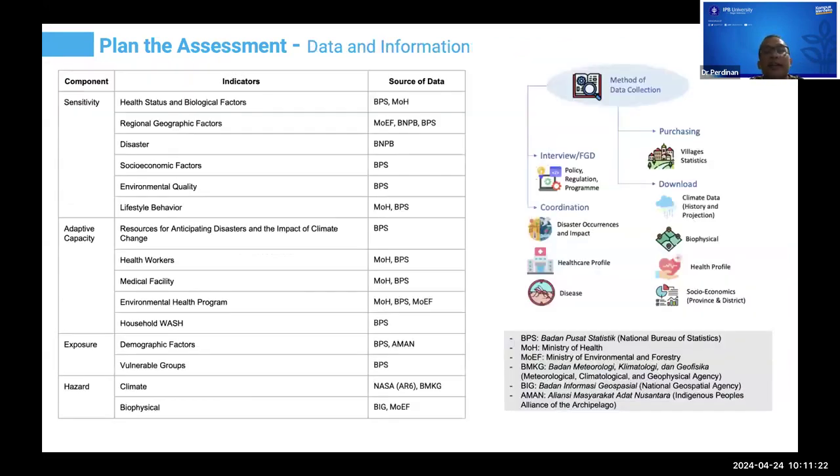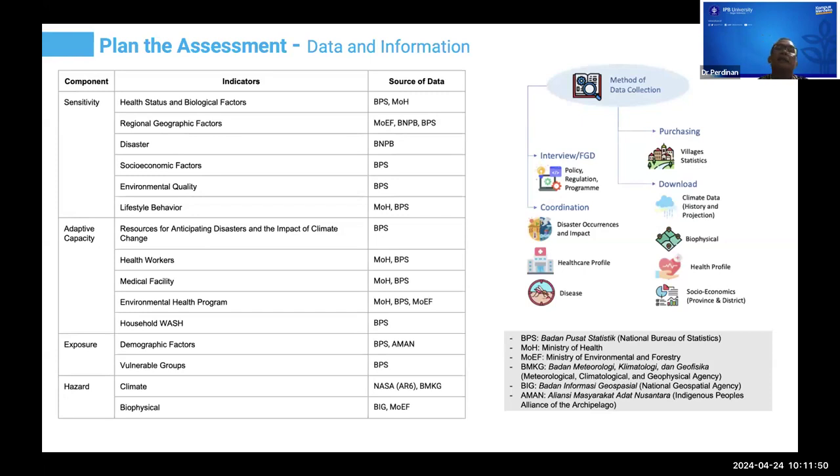So here is the data set that we use. There are many data, actually. That's why we show you here many more indicators, because one indicator could be composed of 2 or 3 data sets. So we define the components based on the IPCC guidance on how to conduct risk assessment: sensitivity, adaptive capacity, exposure, and hazard.